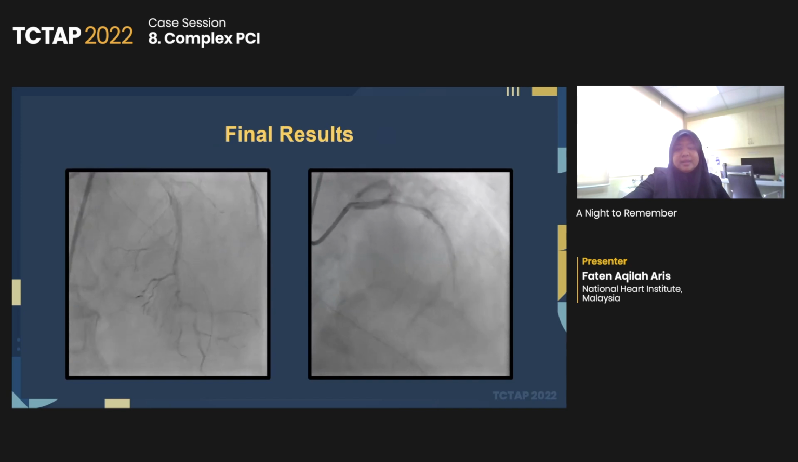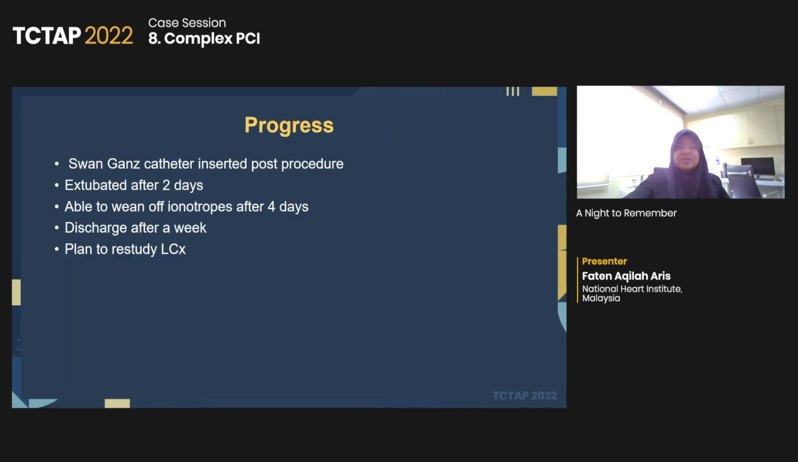This is the LAD. After that, we inserted a Swan-Ganz catheter post-procedure, and the patient was able to be extubated after 2 days, and we were able to wean off all 3 inotropic supports after 4 days, and the patient was discharged after a week with a plan to restudy the left circumflex artery.